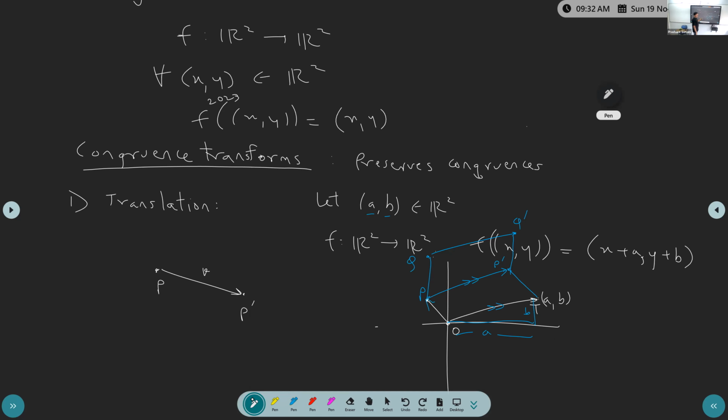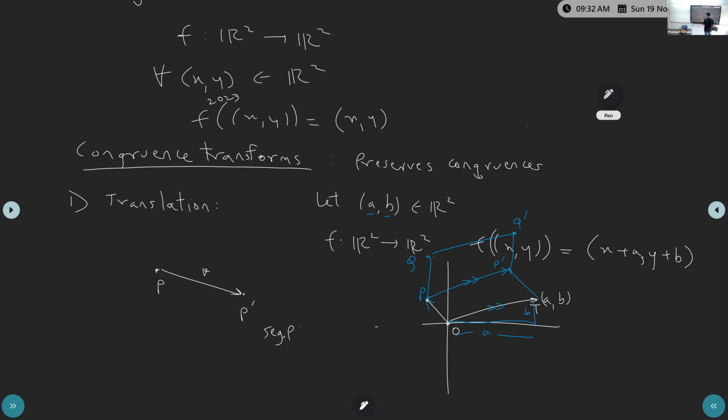Because if I started with the segment PQ and I'm ending with the segment P dash Q dash, do you see that they are congruent to each other? So segment PQ is congruent to segment P dash Q dash.